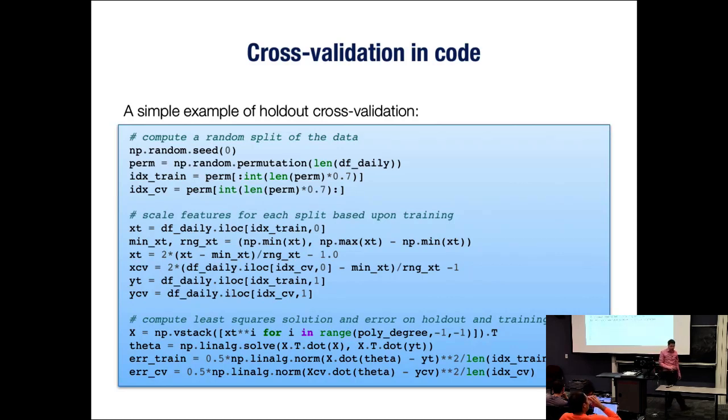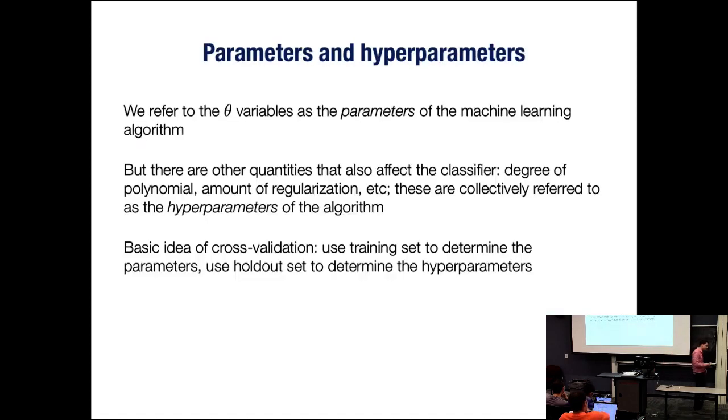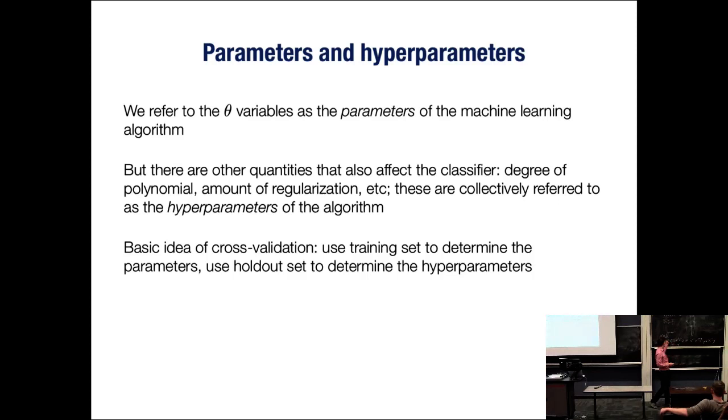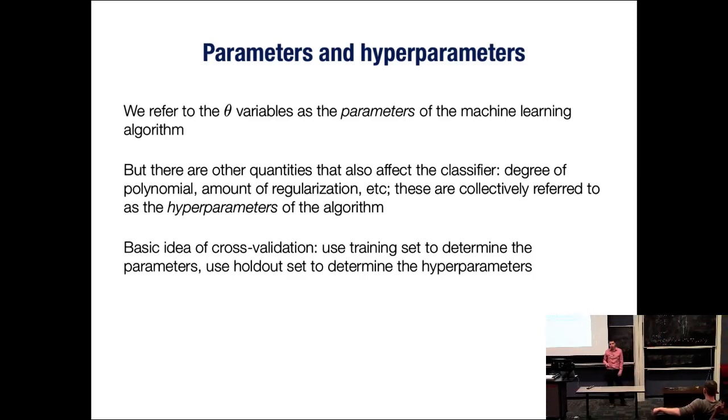All right, so just a little bit of terminology now. I'll keep referring to this, so I want to define these terms. I already used this term, in fact, but I'm going to call variables like theta, the variables that I use the training set to optimize over, the parameters. Those are called the parameters of the machine learning algorithm.